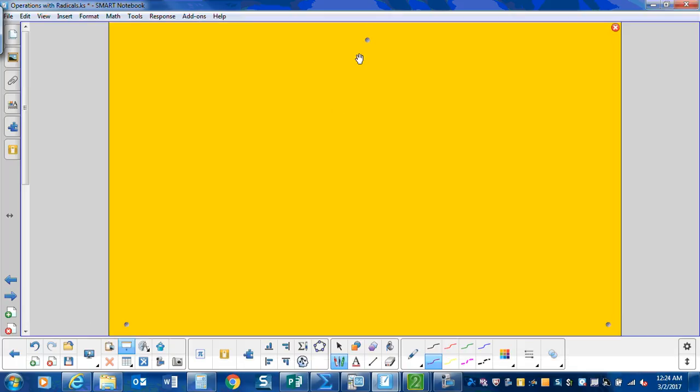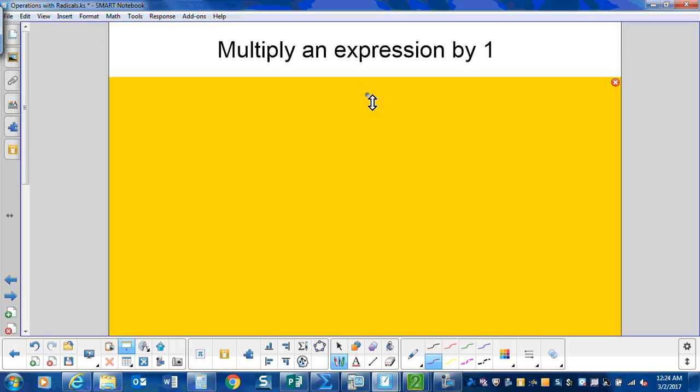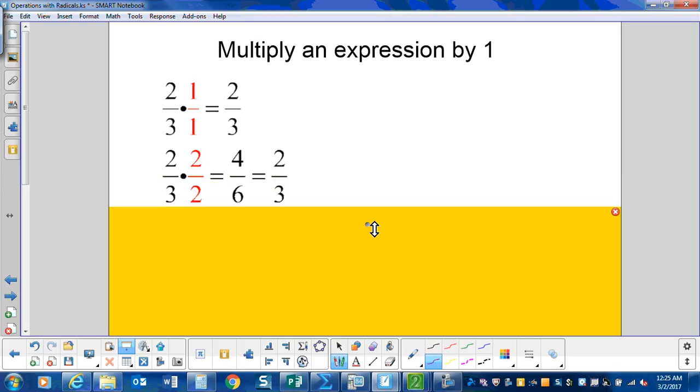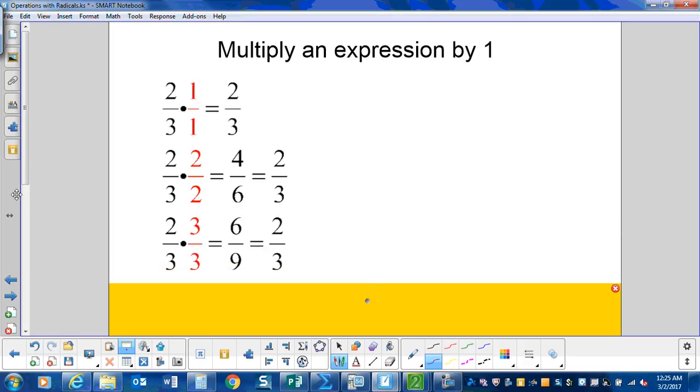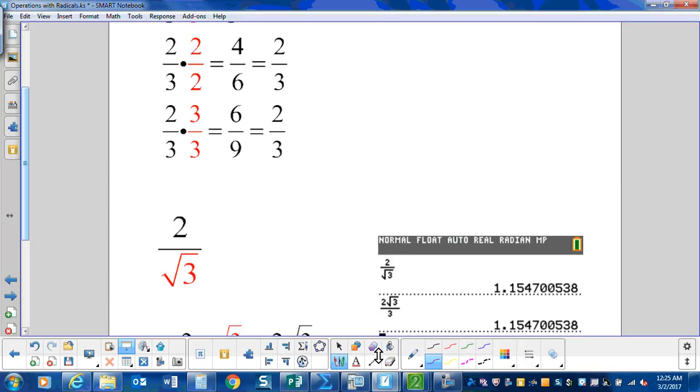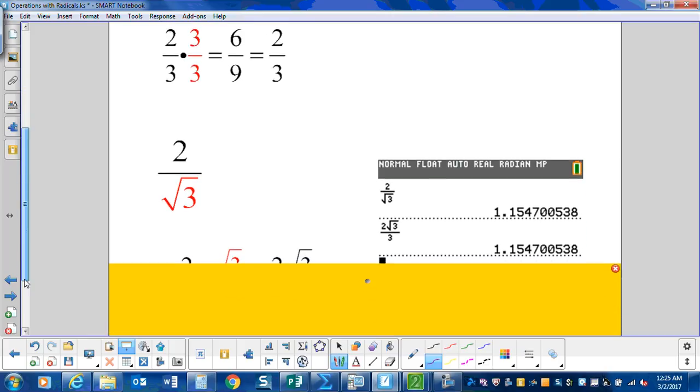And the other thing we'll be doing is multiplying the expression by 1. So let's think about what that can look like. So if I have the fraction 2/3 and I multiply it by 1 over 1, I get 2/3. I could also multiply 2/3 by 2 over 2, which is multiplying it by 1, and I still get 2/3. I can multiply 2 over 3 times 3 over 3, which is still 1, and I still end up with 2/3. So, how about square roots?